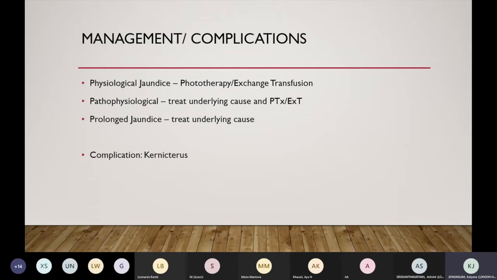Treatment, usually if it's physiological, is treating the feeding as well as phototherapy and exchange transfusion. If it's prolonged jaundice, i.e. more than 14 or 21 days, we would not treat with phototherapy or exchange transfusion. Instead, we would identify the underlying cause and treat that cause. The reason we have to treat jaundice is to avoid the complication of kernicterus, which is the deposit of bilirubin in the brain, in particular the basal ganglia, which can have a neurodevelopmental impact on the baby.